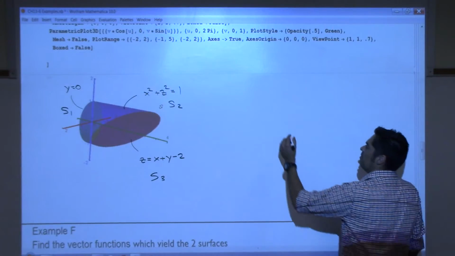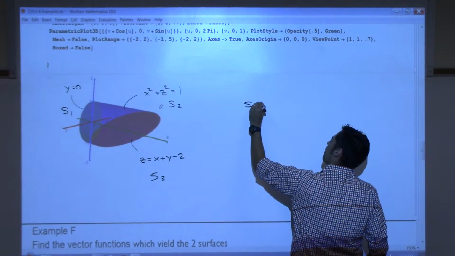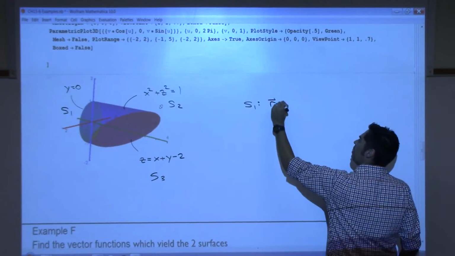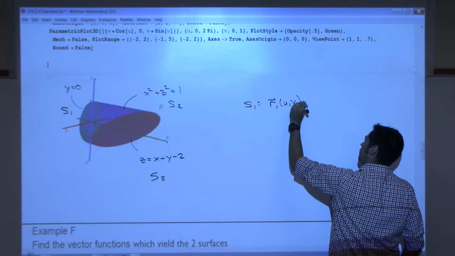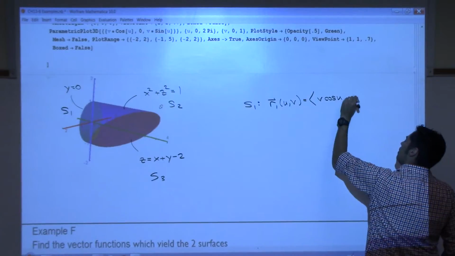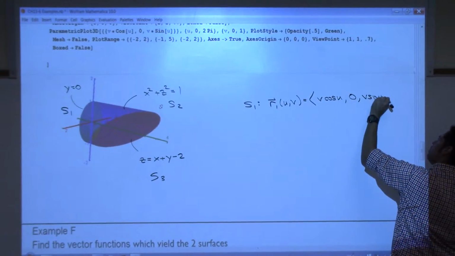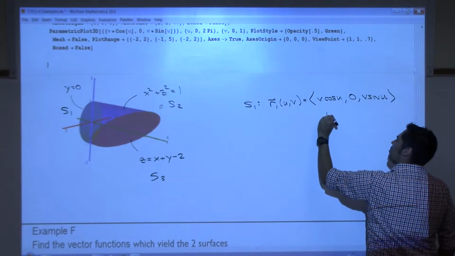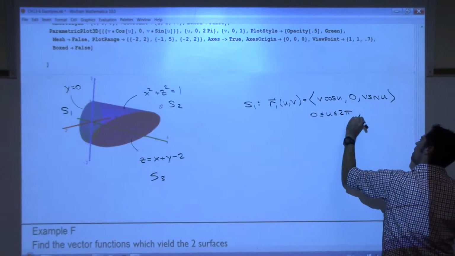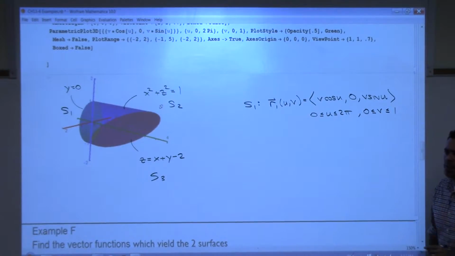All right, S1 looks exactly like the one we just did. I'm going to call this R sub 1 of uv, so everyone knows which one I'm talking about. And this should be v cosine u, 0, v sine u, and u's between 0 and 2 pi, v's between 0 and 1, right? That should draw me the backside.